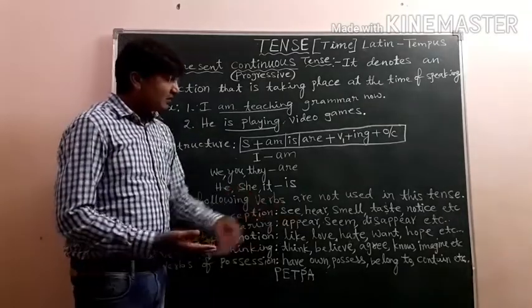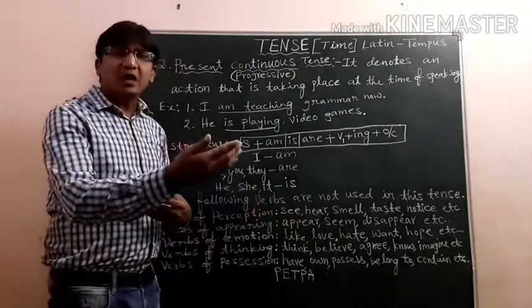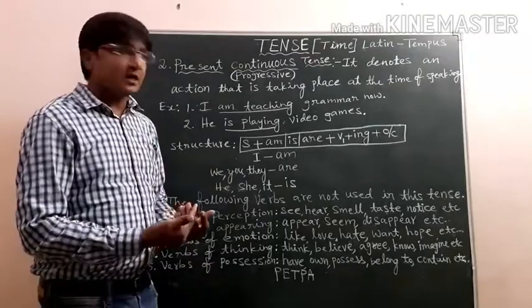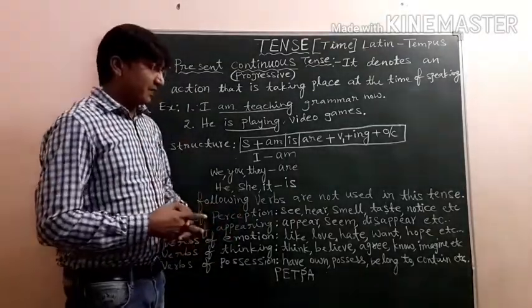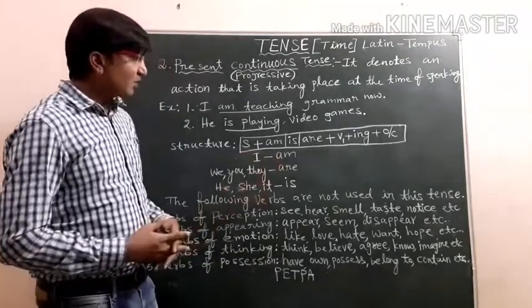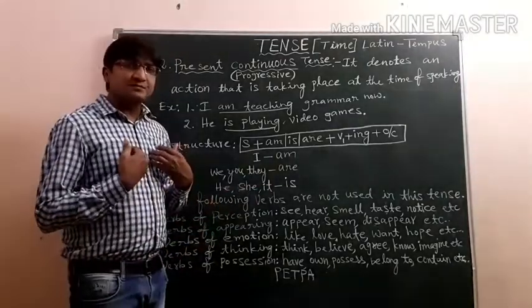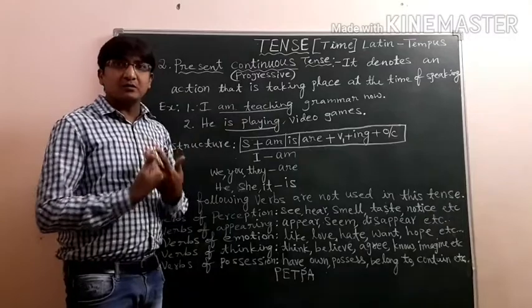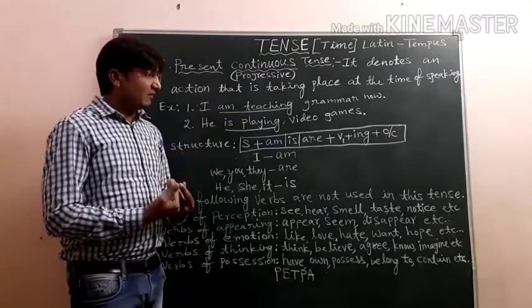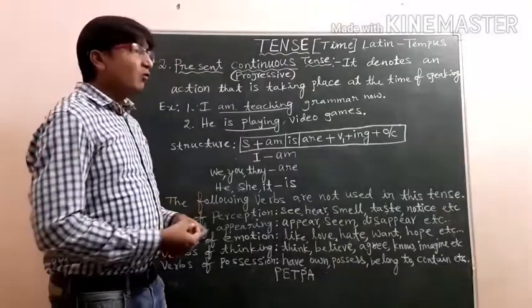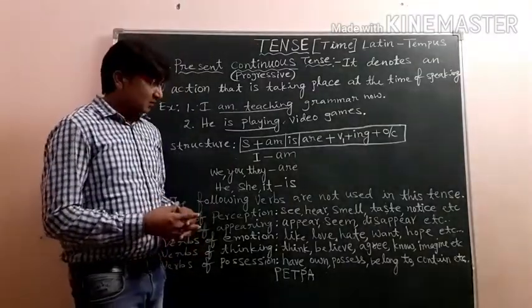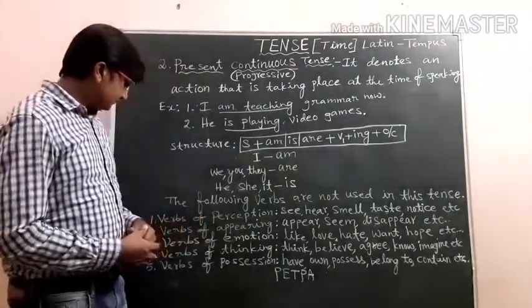And in the same manner, I am hating you. I am hating my friend. We are not supposed to say like that. I hate my friend. And then one more verb, I am wanting food. I am wanting a pen. We should not say like that. The reason is the verb want is not used in progressive tense.